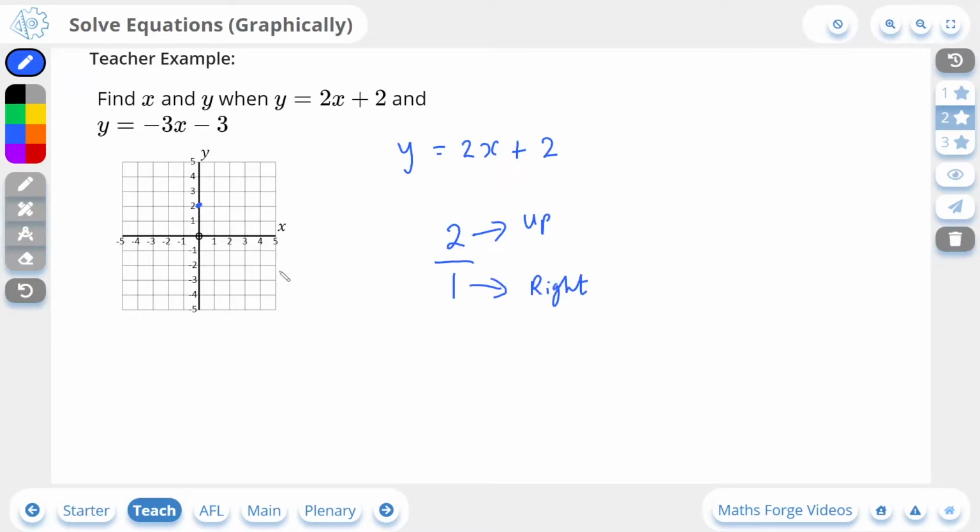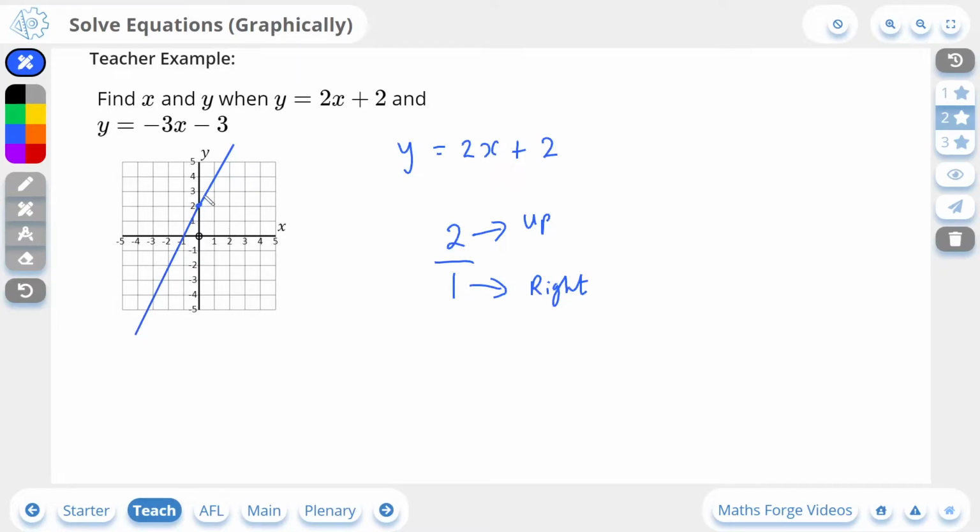And let me show you what this gradient looks like when you're drawing it out. So we're going to have 1 to the right and 2 up. So it's going to kind of look like this. And if we work backwards, it's going to be 1 to the left and 2 down. And it kind of looks like this.